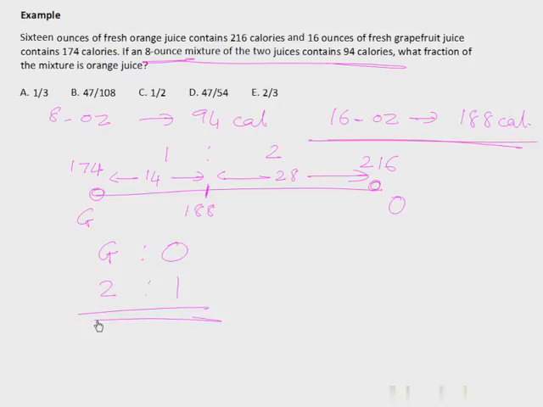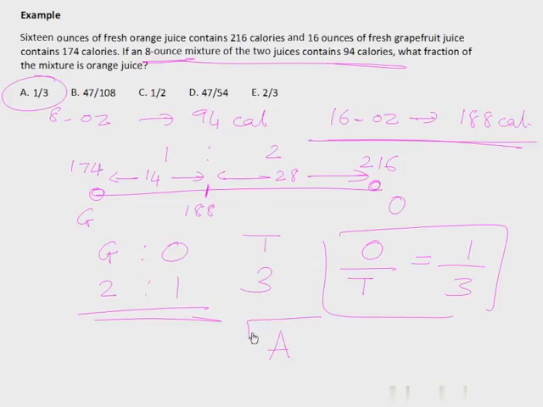So what fraction of the mixture is orange juice? Well, total is 3. Whenever I mix grapefruit and orange in the ratio 2:1, I get a total of 3. The fraction of orange to total is 1:3, and that's the answer I'm looking for. A. The important thing here was that I had to get it up to 16 ounces of the mixture. I was comparing the calories in 16 ounces of each of the constituent juices.